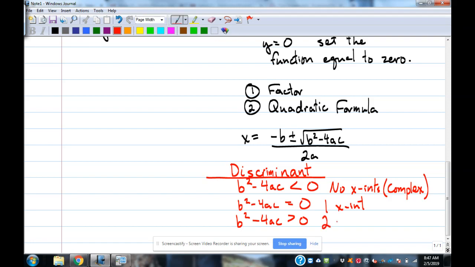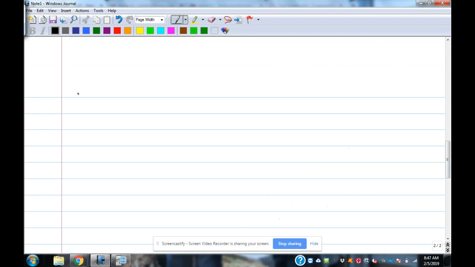2 x-intercepts. This only works if it's in standard form, though. So we've got to be careful of that. Okay. So let's start. Let's do an example of one that's in standard form. F of x is equal to x squared minus 7x plus 12. We're going to find, let's find all of those things.